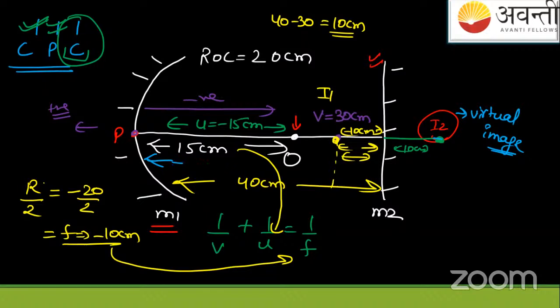So what will the distance of this virtual object be? 40 was the distance between the concave and the plane mirror. The remaining is 10. So this will be equal to 50 centimeters. Now we'll use this U, and the question becomes like this. The last lifeline, the third reflection. Someone got the answer, I think. That's fine. It's minus 50.